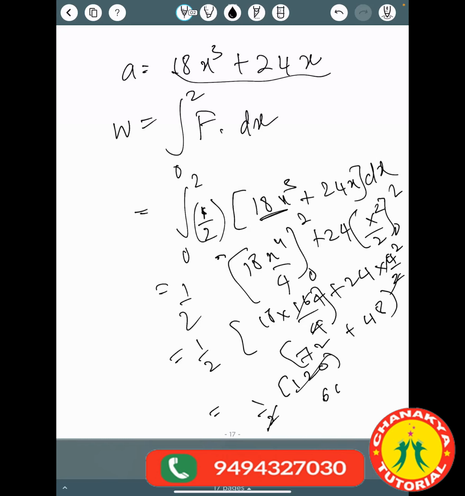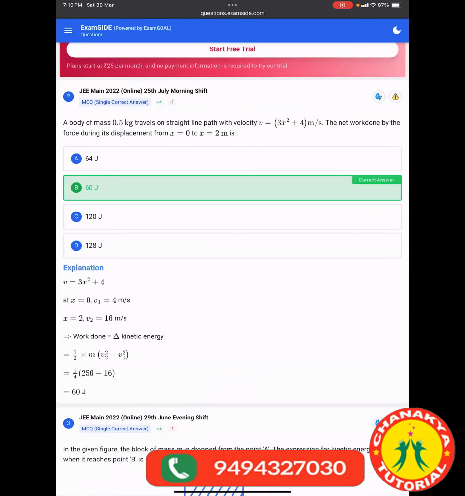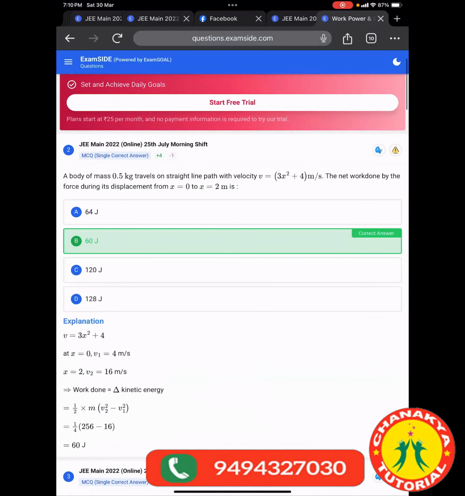Let us see what the answer is. 60 joule. Okay. Otherwise you can simply use this: work done is equal to change in kinetic energy. At x equal to 0 you calculate velocity, at x equal to 2 you calculate velocity. You can do it like this also. Any method. So understood this question, guys?